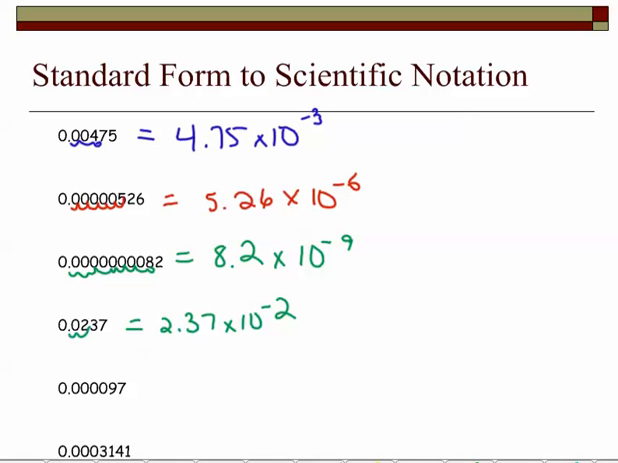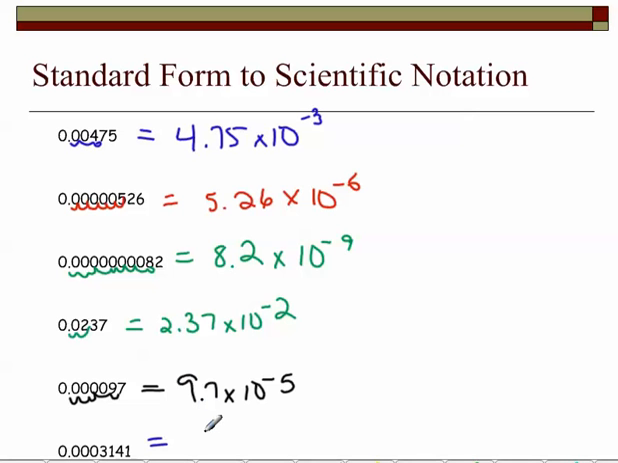All right, and then next example, we're going to take the 9 and the 7, so we'll have 9.7 times a power of 10. And in this case, the decimal is going to move 1, 2, 3, 4, 5 times. So this would be 10 to the -5th. Okay, one more example and then we will wrap this up.